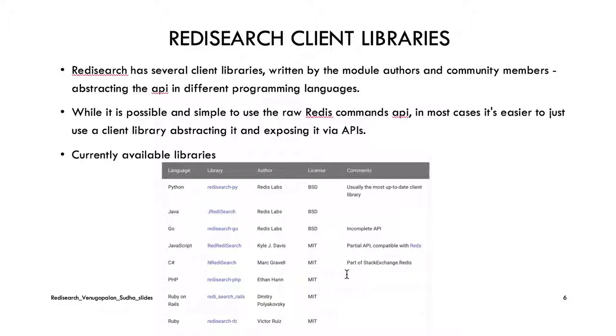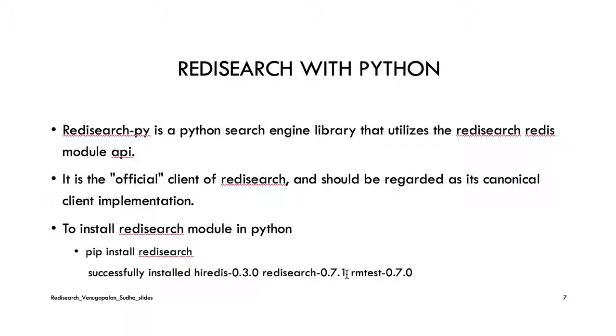Redisearch has several client libraries written by module authors and community members. These abstract the API in different programming languages. It is much easier to use a client library that abstracts the APIs than using the raw Redis commands. Currently available libraries of Redisearch are written in Python, Java, Go, JavaScript, and a few others that are mentioned here. For the purposes of my project, I use Redisearch with Python.